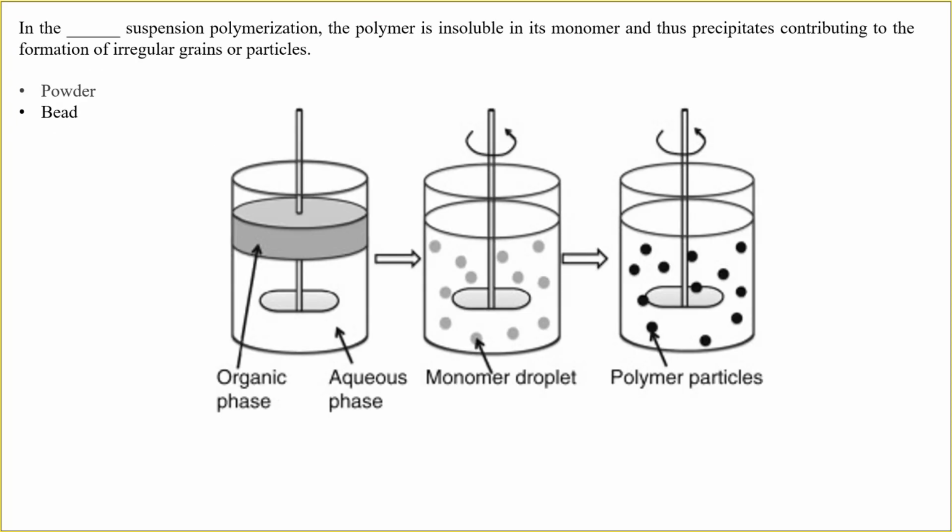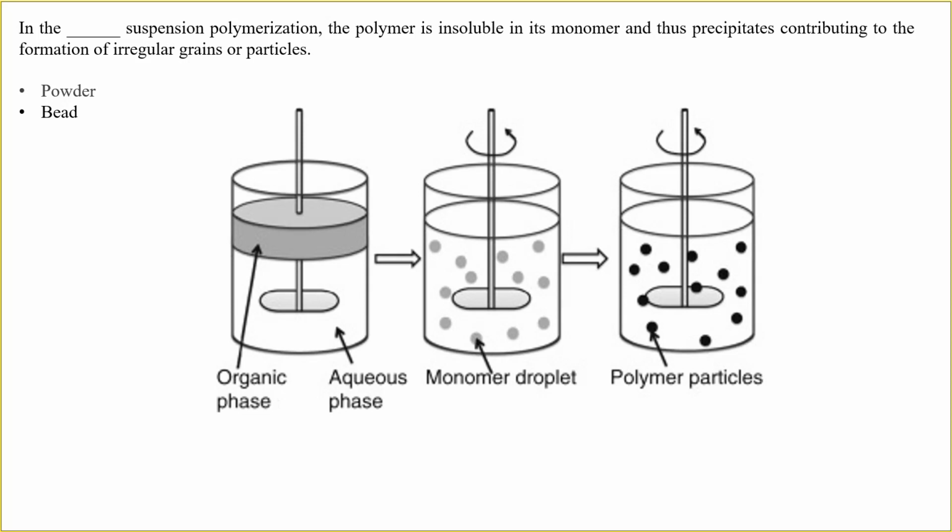In the blank suspension polymerization, the polymer is insoluble in its monomer and thus precipitates, contributing to the formation of irregular grains or particles. We know that suspension polymerization has two types, powder and bead. In bead polymerization, the polymer is soluble in its monomer and it forms smooth spherical particles. Hence the name bead, because since it is soluble, it will form smooth, bead-shaped particles, and not irregular grains.